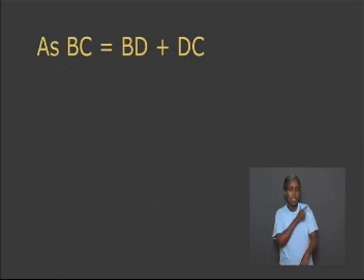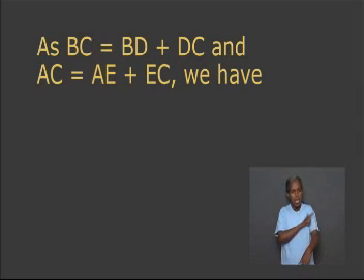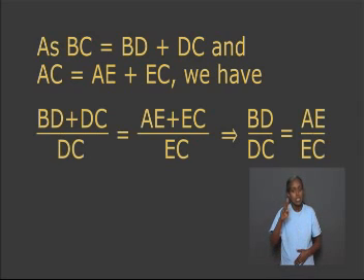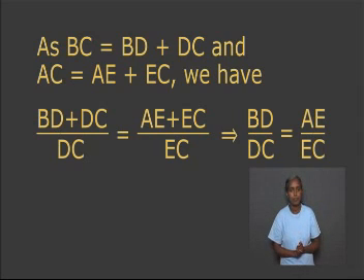The length of BC is equal to the sum of BD and DC, and the length of AC is equal to the sum of AE and EC. The ratio of the sum of BD and DC to DC is equal to the ratio of the sum of AE plus EC to EC. Then the ratio of BD to DC is equal to the ratio of AE to EC.